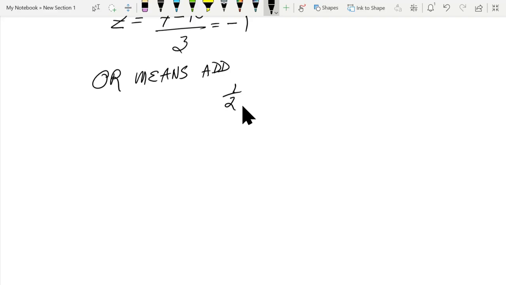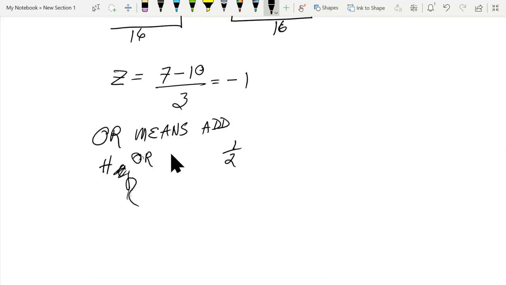How many cards total? 52. So the chance of getting a heads or a 4 is 4 52nds plus 1/2. Or means add. So anytime there's an or, you add.